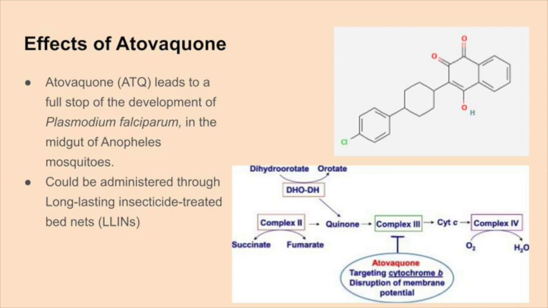This study has shown that incorporating Plasmodium inhibitors into long-lasting insecticide-treated bed nets, or LLINs, could substantially mitigate insecticide resistance, providing a strong method to halt malaria transmission and support eradication initiatives.